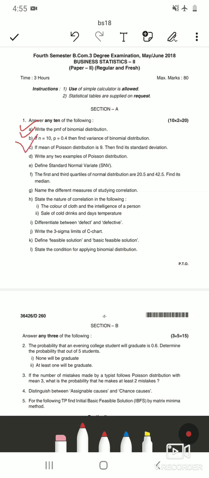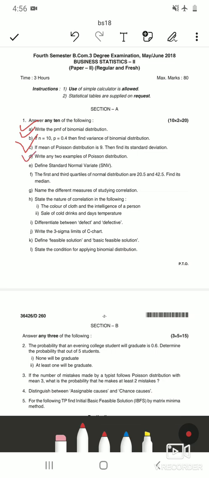The third question is from Poisson distribution. In this case they have given the mean, that is lambda is 9, and they have asked to find out the standard deviation. So standard deviation is the square root of variance. Variance is again 9 because mean and variance for Poisson distribution are the same. Therefore standard deviation is 3.